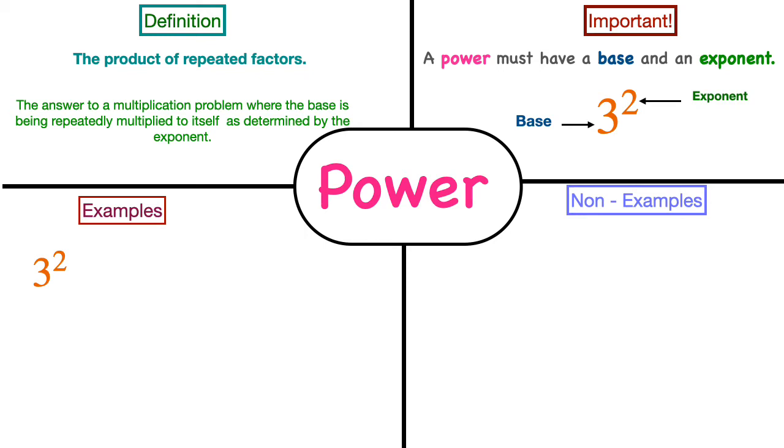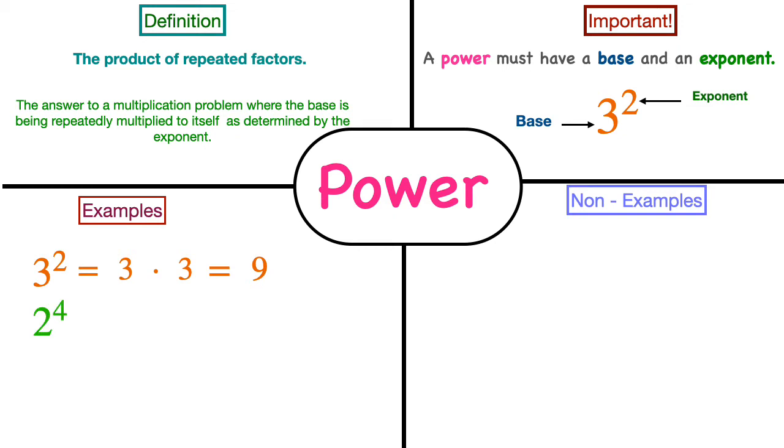So since my base is a 3, the 3 is going to get multiplied to itself the number of times that the exponent says. So since my exponent is a 2, that means that my 3 is going to get multiplied to itself 2 times. And then I just do the math, 3 times 3, and that gives me 9. And that's all there is to it. So let's look at another example.